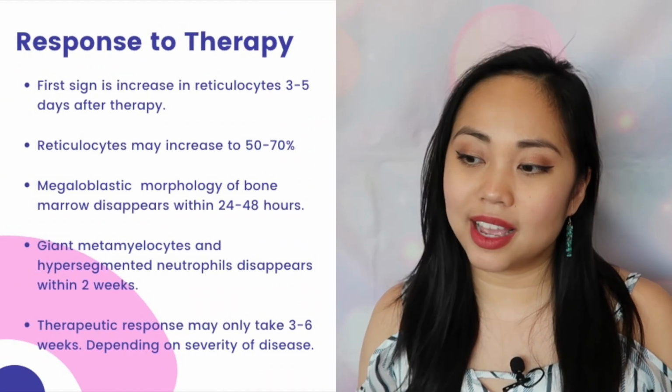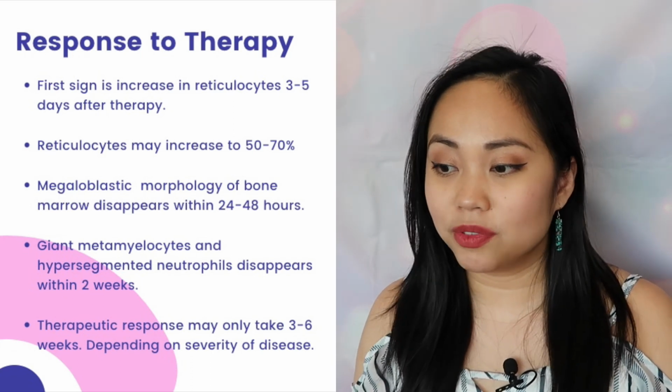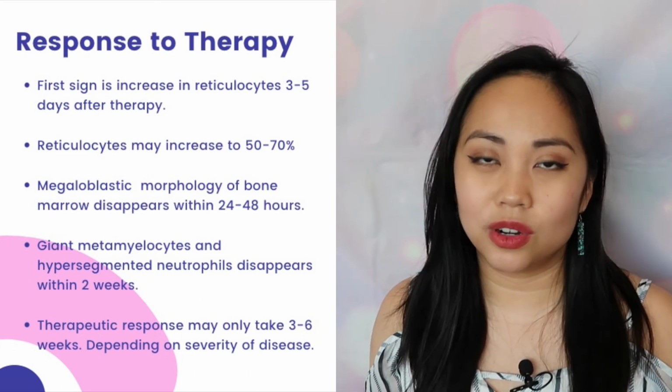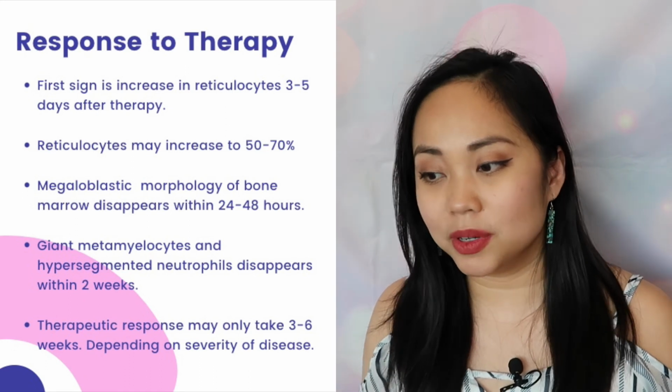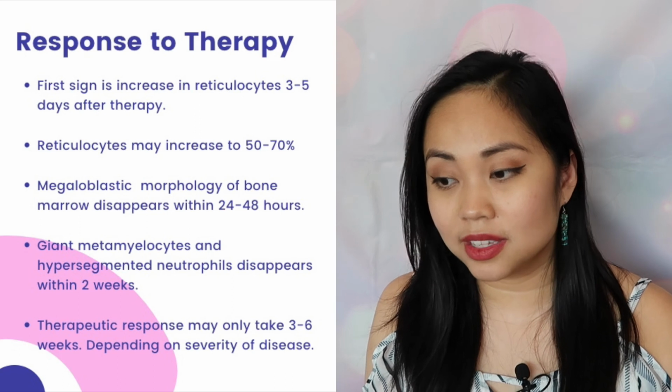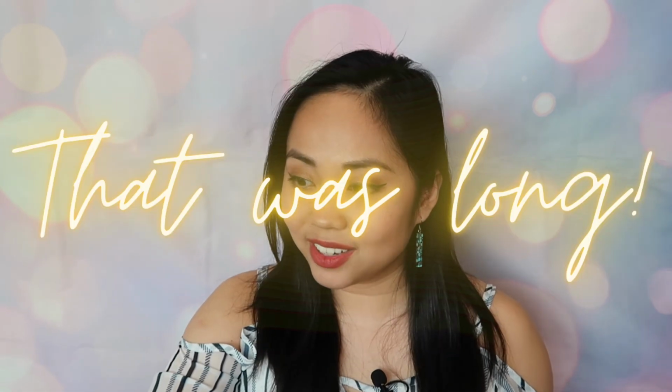So, response to therapy. Hopefully the first sign is an increase in reticulocytes 3 to 5 days after therapy, and then it should increase by 50 to 70%. And then the megaloblastic morphology of the bone marrow will disappear within 24 to 48 hours after therapy. Giant metamyelocytes and hypersegmented neutrophils disappear within 2 weeks. And the therapeutic response may only take 3 to 6 weeks, depending on the severity of the disease. So this one's actually not bad. Your body responds to therapy pretty quickly. And so that's that. Woo!